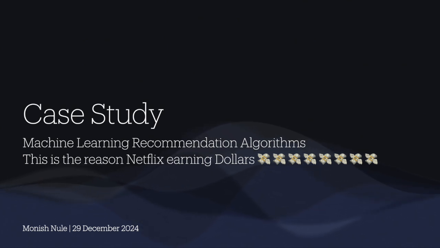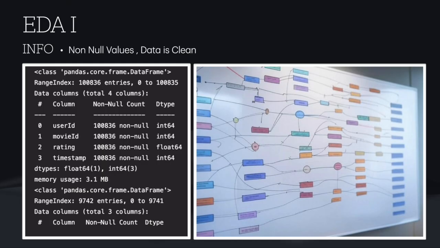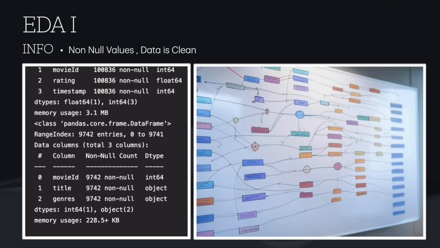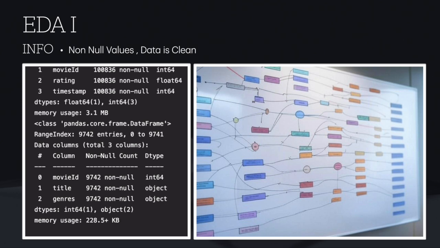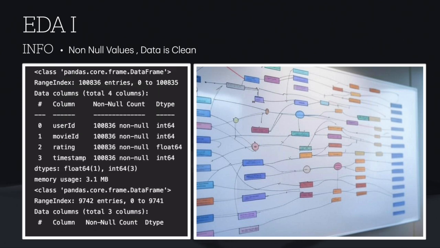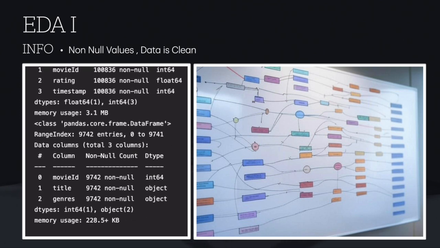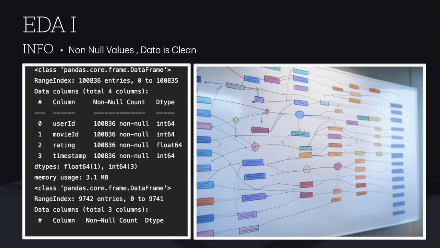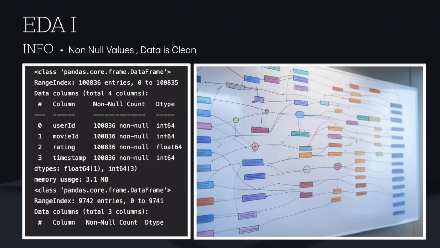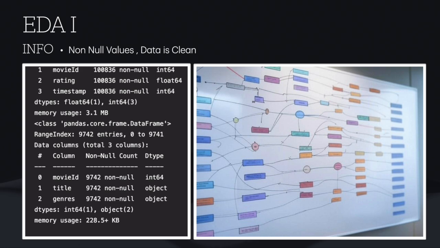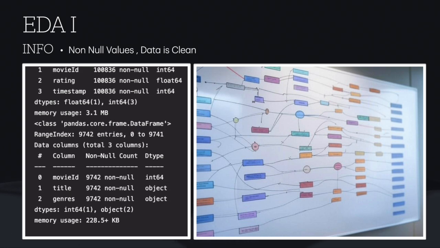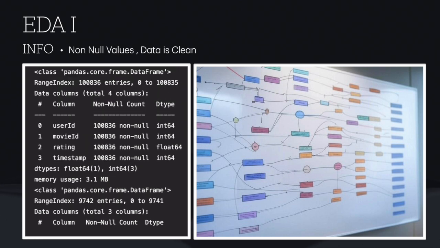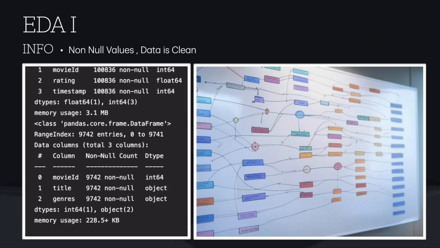So here I begin with the presentation. This is EDA 1, the exploratory data analysis first part. This is about the non-null values. The data is super clean, you can see that this data has no null values. It is completely clean. The data has three columns as integers and one column as a float.